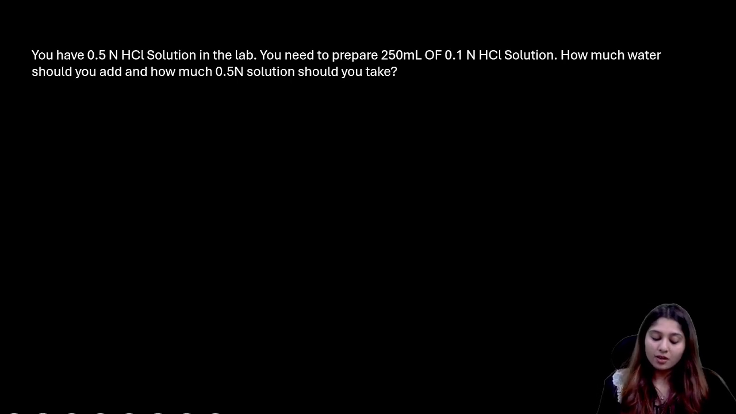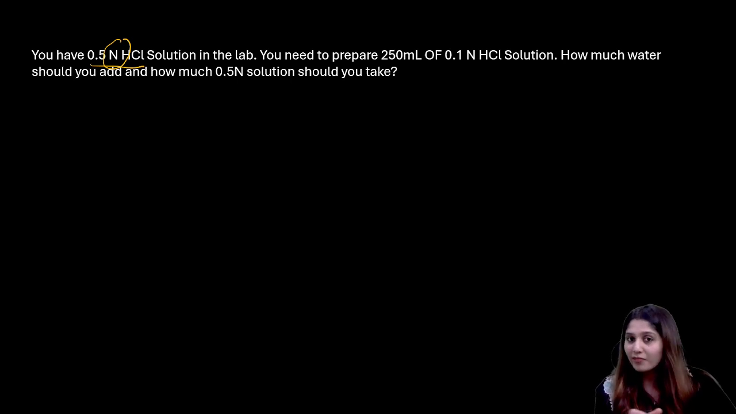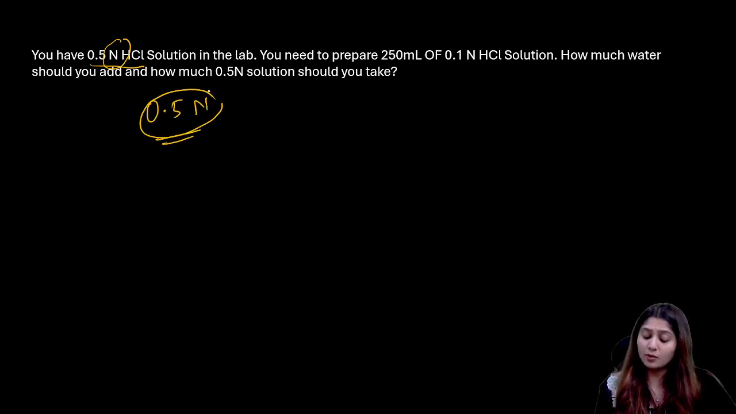So now we have a question which says you have 0.5 normal HCl solution in the lab. Here the term normal is a little confusing because you could have easily said 0.5 molar, because in case of HCl, molarity and normality are exactly the same because the N factor is 1, okay. Alright, so you have 0.5 normal solution of HCl, great. You need to prepare 250 ml of 0.1 normal HCl solution.